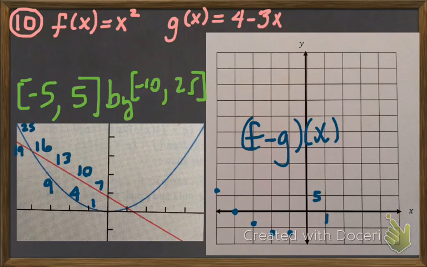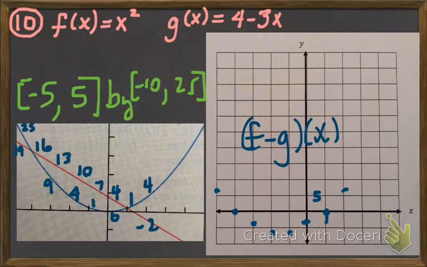And we keep going, and then at 0, we have 0 for the parabola, and we have 4 for the line. So 0 minus 4 is -4, which I plot right there on the y-axis. And then at 1, I get 1 on the parabola, and I get 1 for the line, so they both cross at 1, so 1 minus 1 is 0. So I'm going to plot 0 at x equals 1. And then 2 squared gives me 4, and 4 minus 3 times 2 would be -2. So 4 minus -2 is +6.